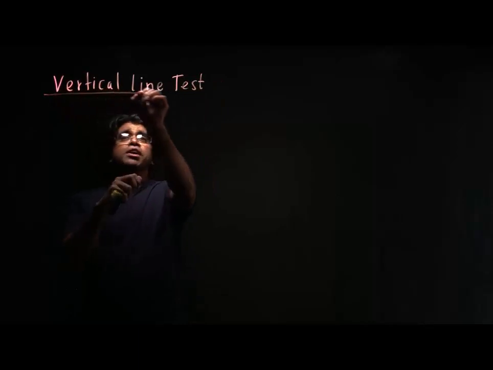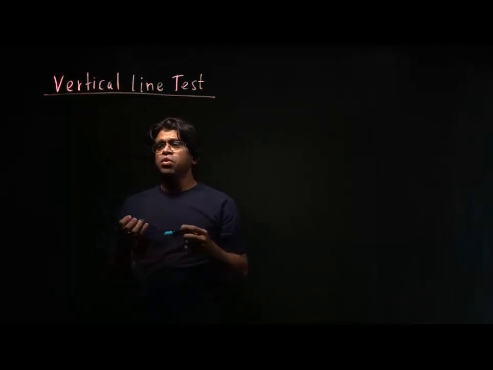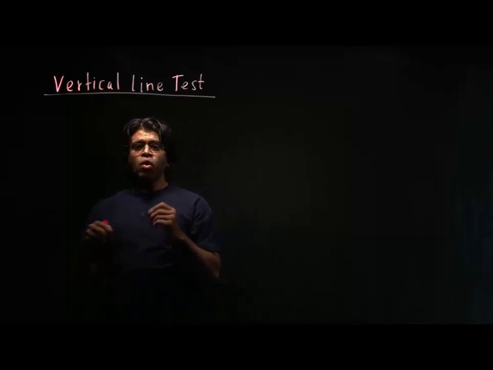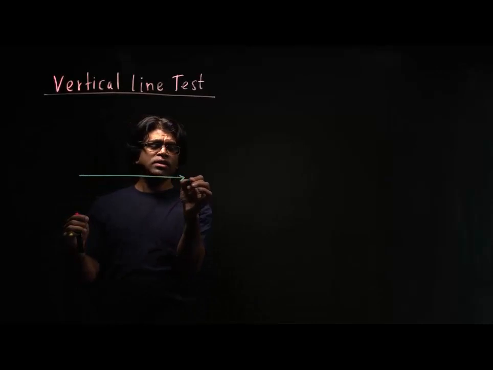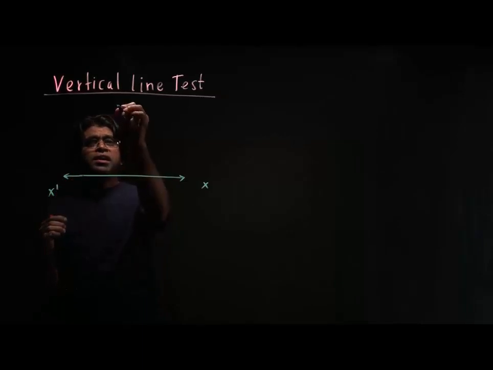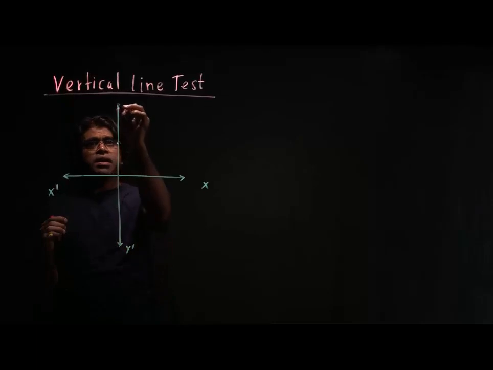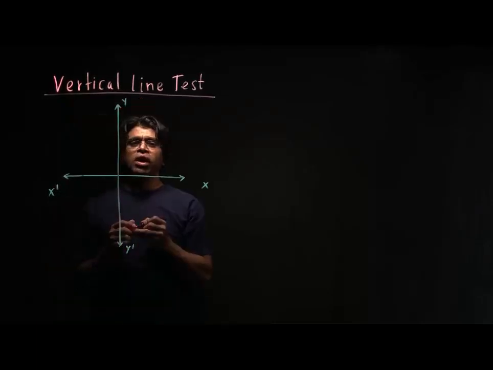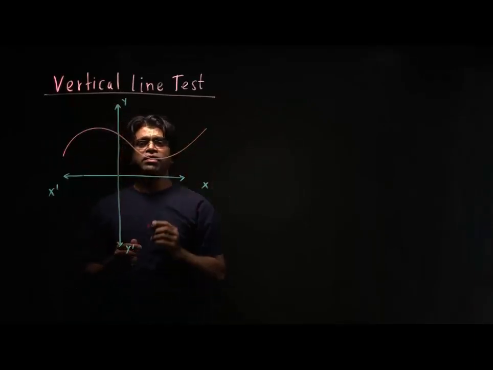So the way we are going to use the vertical line test is, I am going to consider my x-axis. So this is my x-axis, and this is my y-axis. Now I'm going to consider a graph, and let the graph look like this.